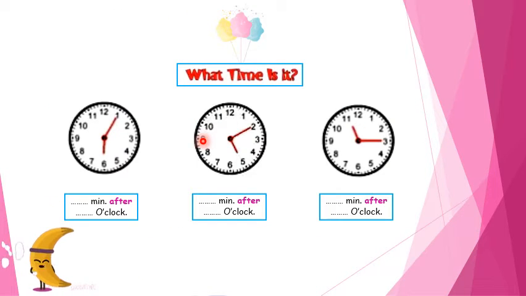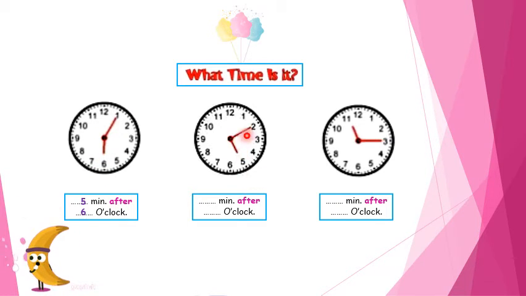Okay, let's answer these questions. Here the long arm is on 1, so how many minutes? 1 minute? No, this represents 5 minutes, so it's 5 minutes after. From 12 to 1 there are small lines between them, and each one represents 1 minute. But because the long arm is moving faster than the short arm, we read 5 minutes each time. And it's 6 o'clock, so it's 5 minutes after 6 o'clock.